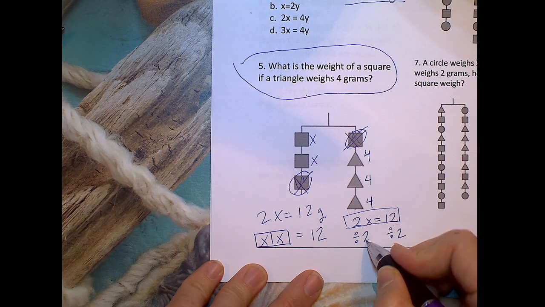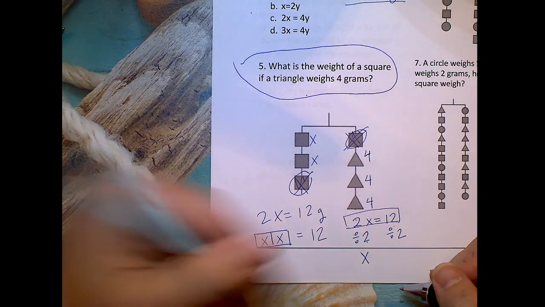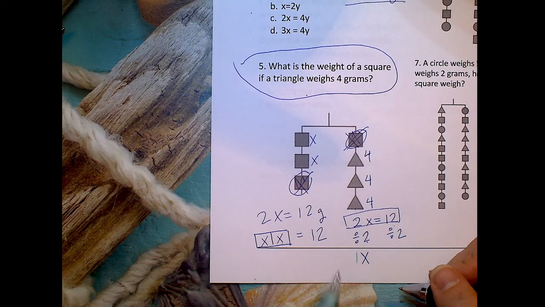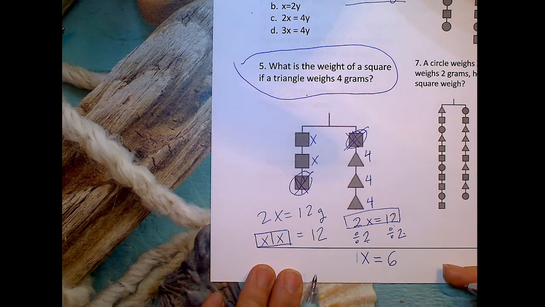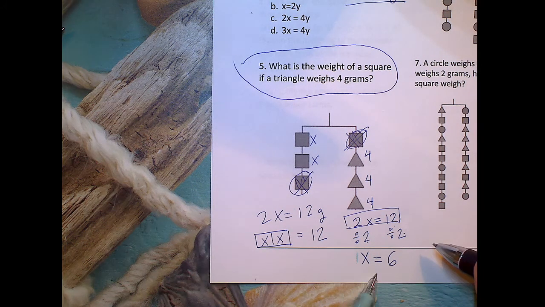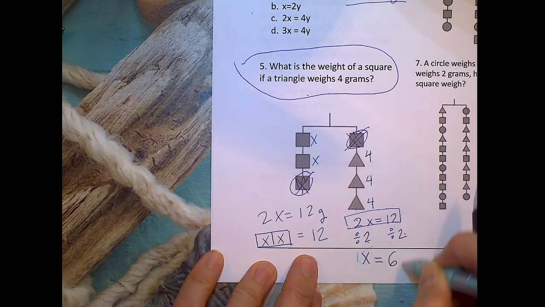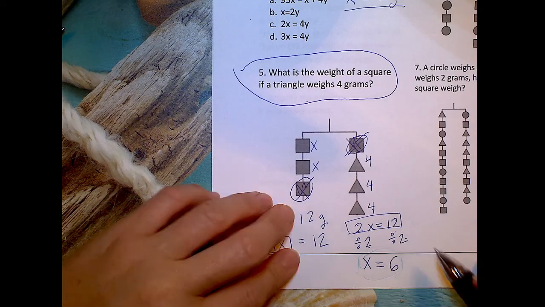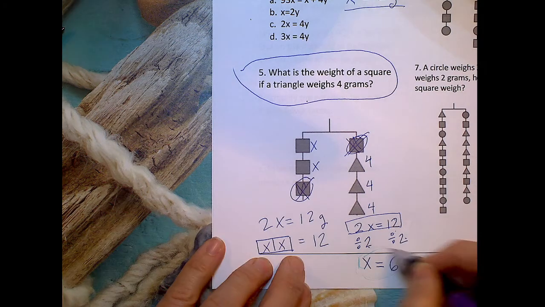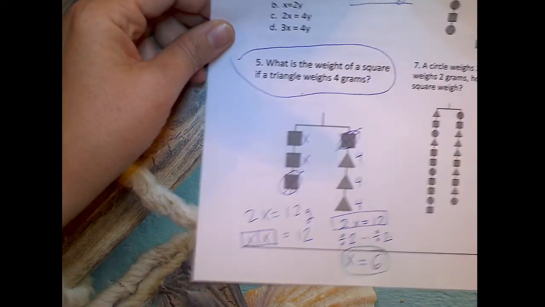2 divided by 2 is equal to 1. So we have just x. The coefficient is 1. But remember I said you don't need to write the 1 before the x. And 12 divided by 2 is equal to 6. So what I get is x equals 6. And that is a faster way to solve the problem rather than making those tape diagrams. As our math gets harder and harder, you're going to want to just solve it this way, dividing each side by 2. Let's keep going.